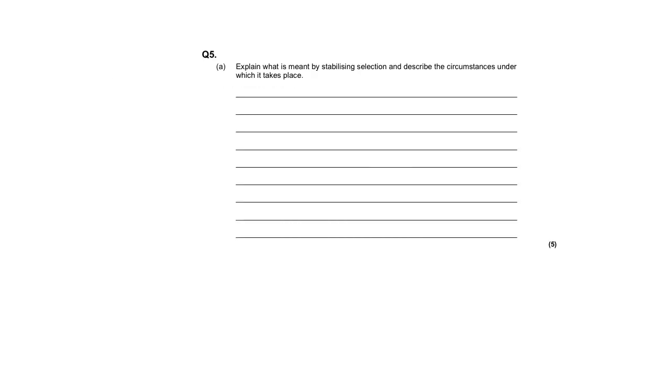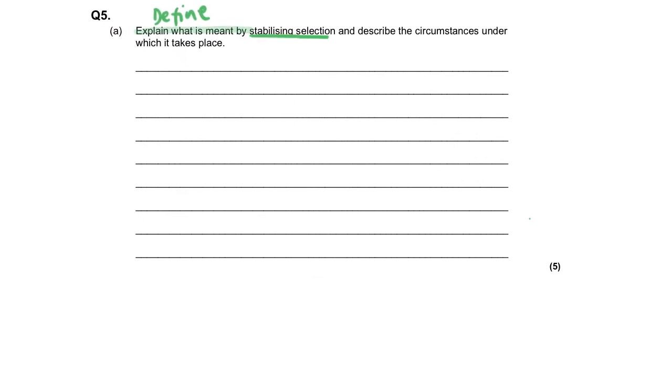So from our class's results, we can see that selection and all different types of selection are not necessarily our strongest suit, which is absolutely fine. That's why we go over these papers in a little bit more detail. So the first part of this question 5 is explain what is meant. Okay, so this is really asking you to define. And we're looking at this term stabilising selection. It also says describe the circumstances under which it takes place. So I need to define this keyword and then give reasons or give the kind of environment that causes this to happen.